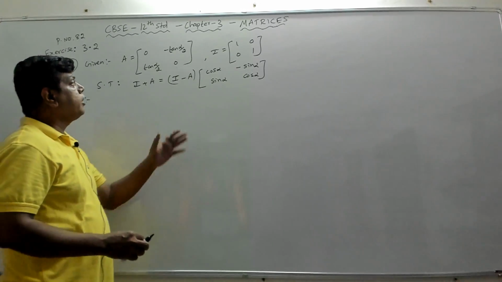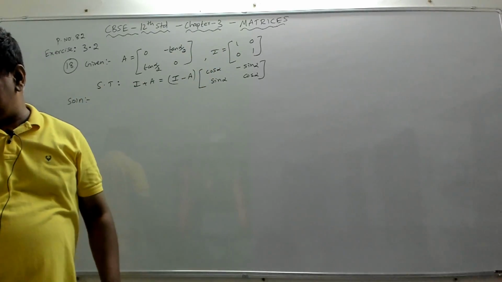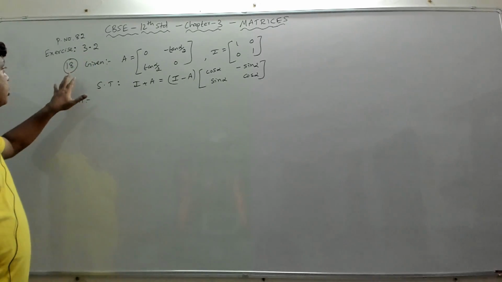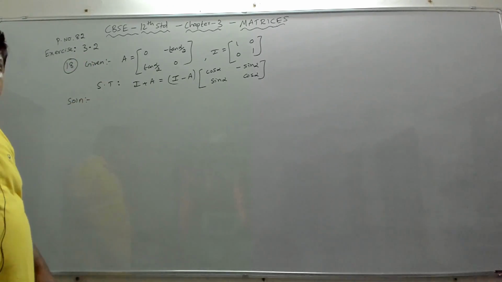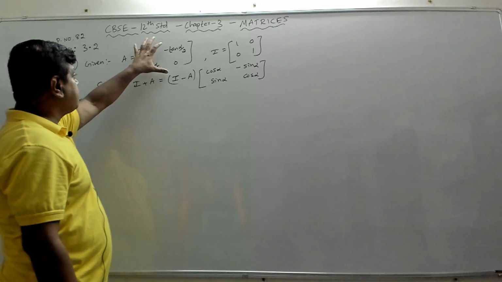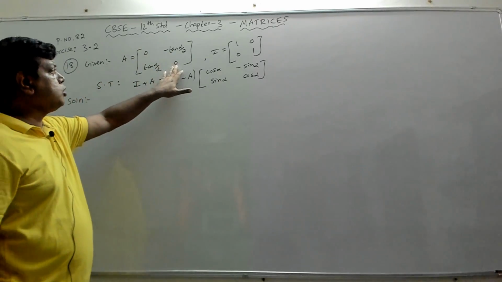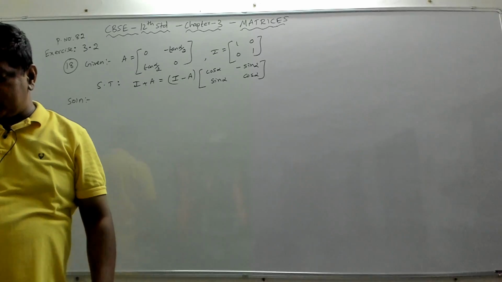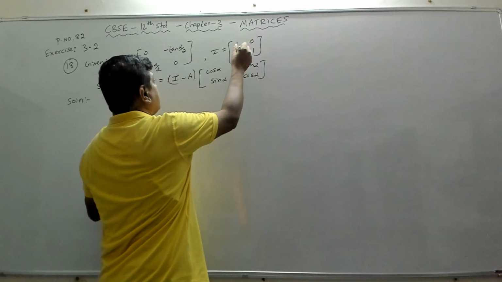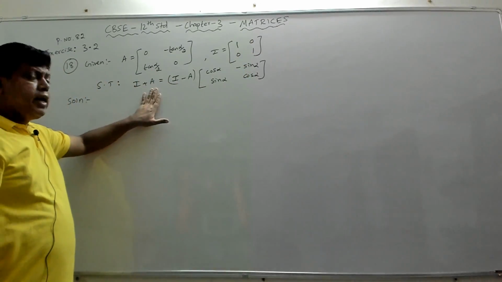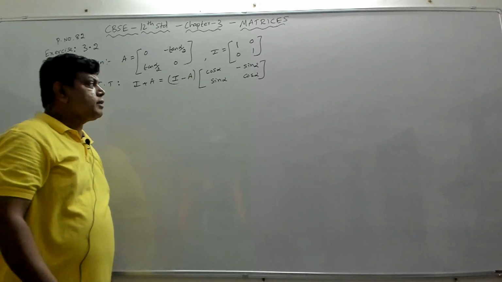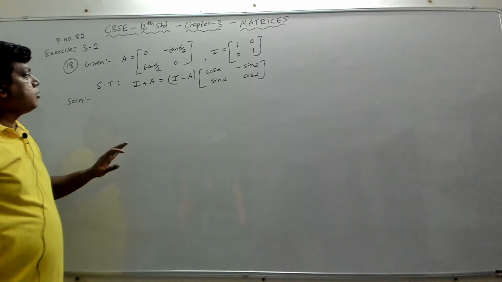In this video, we'll continue with the chapter matrices from your 12th standard CBSE Mathematics. We'll continue with exercise 3.2, problem number 18 in your textbook, which is on page number 82. What is given is matrix A as 0, minus tan alpha by 2, tan alpha by 2, 0, and I is the identity matrix of order 2, which means it is 1, 0, 0, 1. We have to show that I plus A is equal to I minus A into the matrix cos alpha, minus sin alpha, sin alpha, cos alpha. So we have to show that this is equal to this.